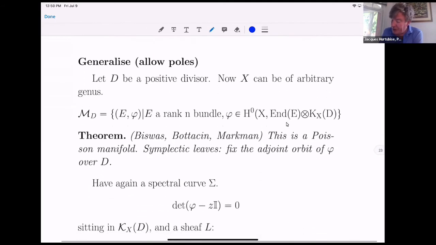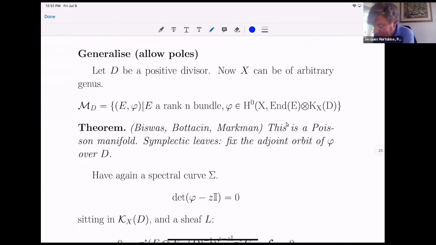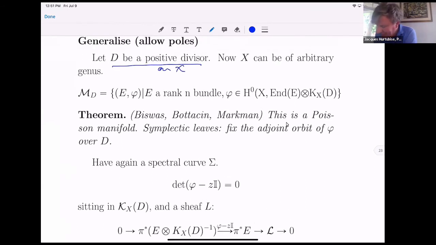Another important feature is that this can be allowed. You can allow some poles, and so I'm going to just take a positive divisor on X. And now I'm going to allow X to be of arbitrary genus. Before I had genus 2 and more, and this time you can take it arbitrary. And this is rather nice because essentially, I think, basically 3 simultaneous theses show that this is a Poisson manifold.